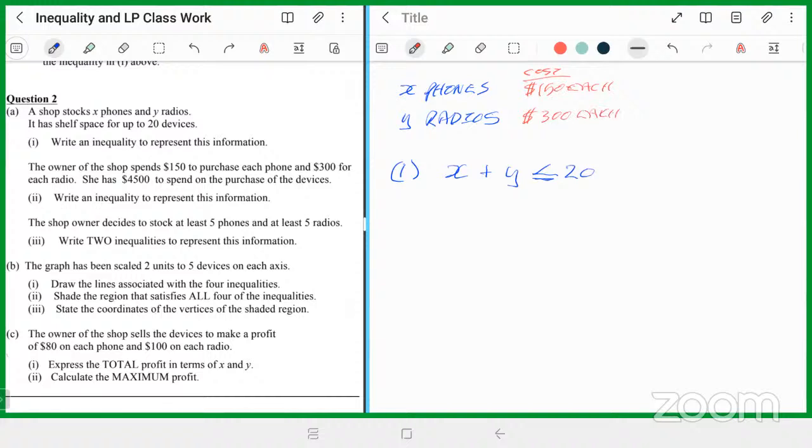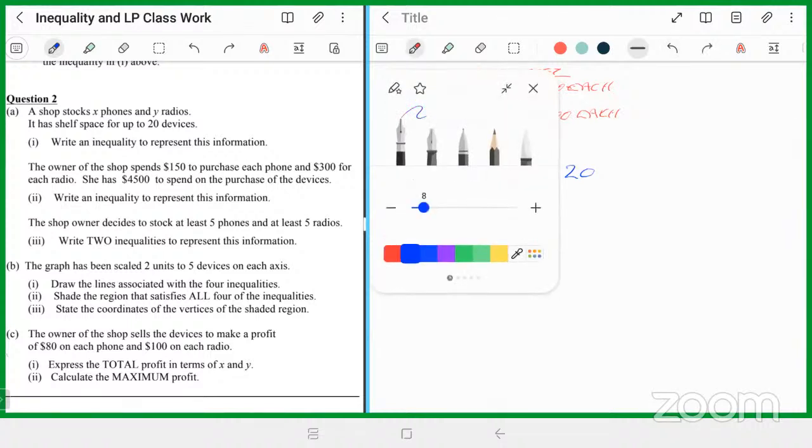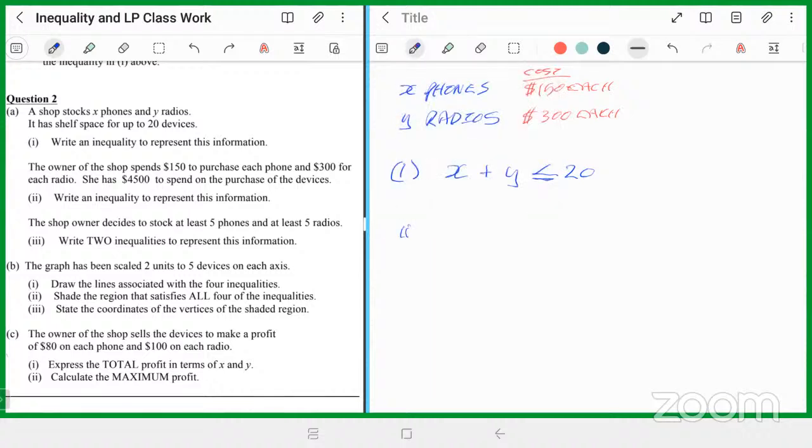So if he buys two phones, it's 2 times 150, or 150 times 2. If he buys 3 phones, then it's 150 times 3. If he buys 5 phones, it's 150 times 5. He's spending for the phones. Here he's buying X phones. So the money he's spending for the phones, let's write it down here now. Part 2. The money he's spending for the phones is 150X. I'm leaving off the dollar sign for now. This is just for the phones.